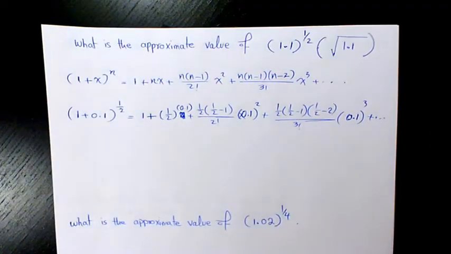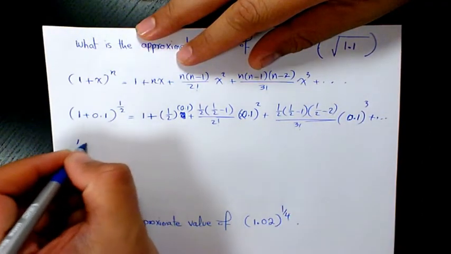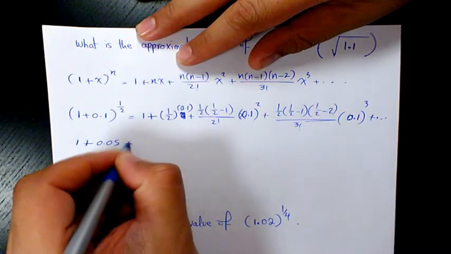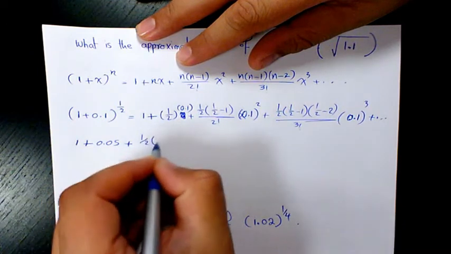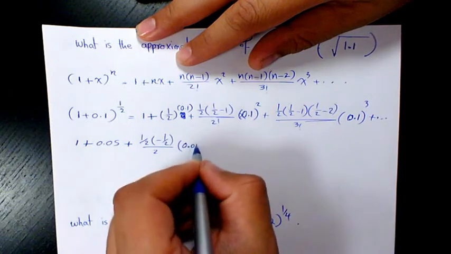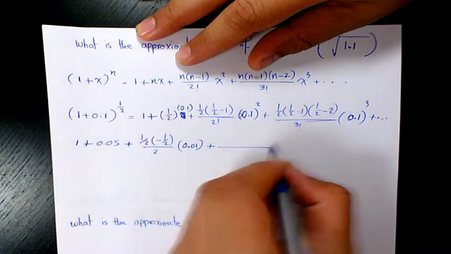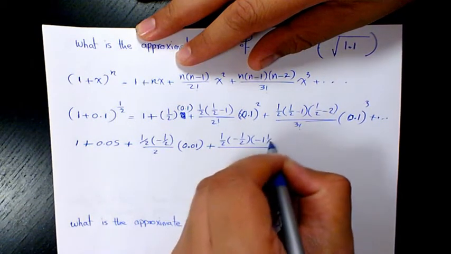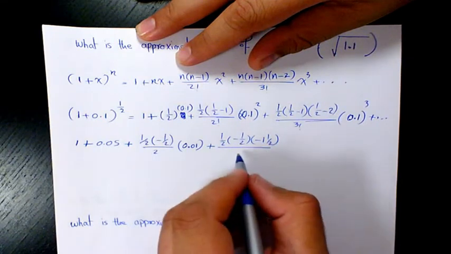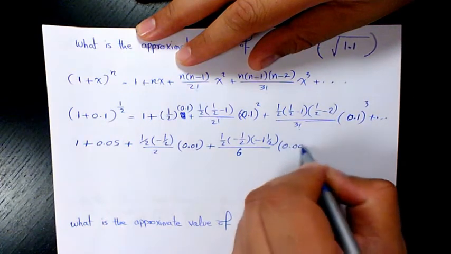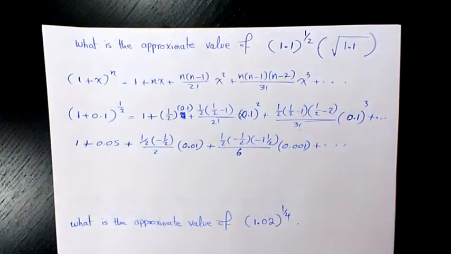So now we need to calculate it here. That's going to be 1 plus half of 0.1, which is 0.05, plus (1/2)(-1/2) divided by 2 times 0.1 squared, which is 0.01, plus (1/2)(-1/2)(-3/2) divided by 3 factorial, which is 6, times 0.1 to the power of 3, which is 0.001, plus all other terms. So let's approximate it for the first 4 terms.